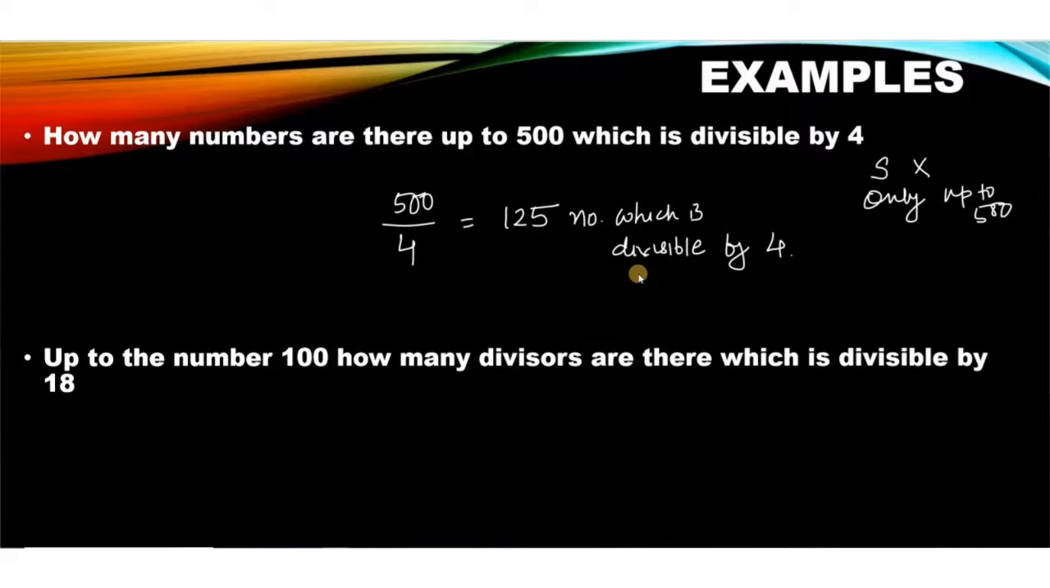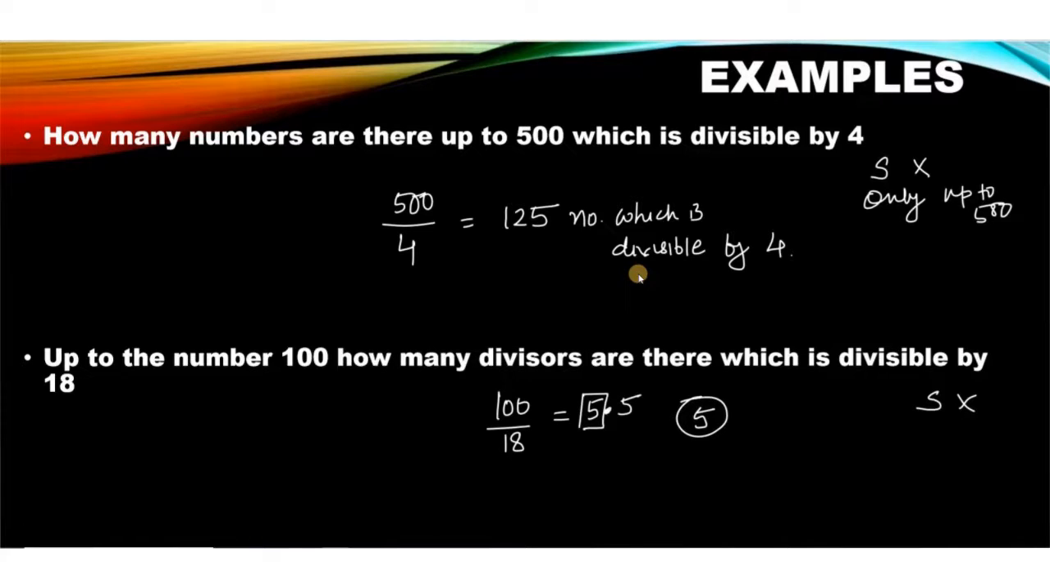Second example, up to the number 100. So here again there is no smaller number, only one number is given. So 100, which is divisible by 18. So the answer is going to come 5.5. Now when you have this kind of answer, you do not need to consider any number after the decimal. So you have to take only 5. So there are 5 numbers.